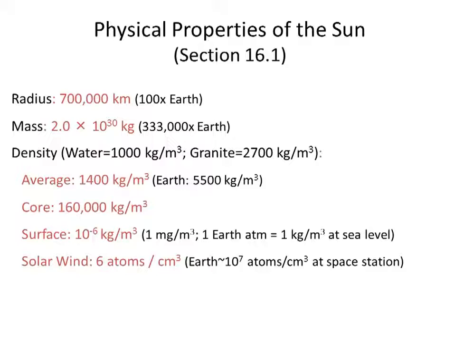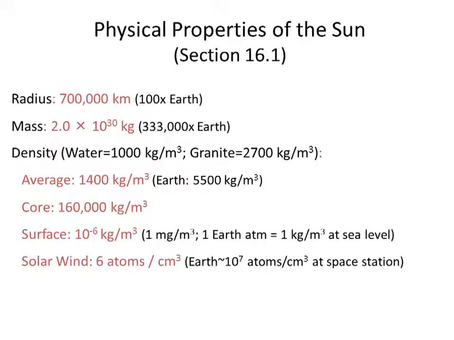At the surface of the Sun, it is much thinner than Earth's atmosphere. The surface of the Sun has a density of 1/1,000,000th of a kilogram per cubic meter, and on the Earth it's about 1 kilogram per cubic meter. So the visible surface of the Sun is less dense than Earth's atmosphere by about a factor of 1,000,000.